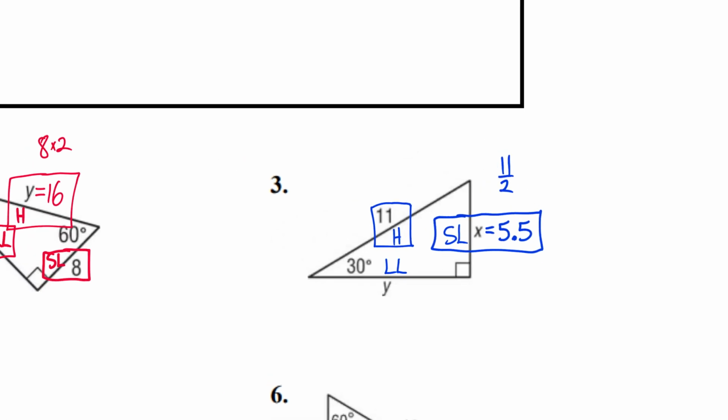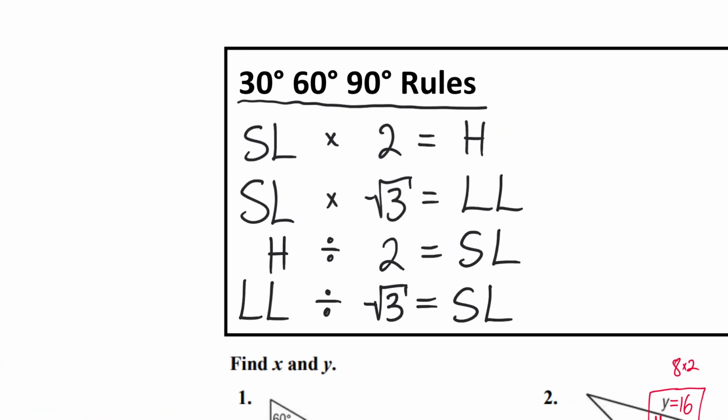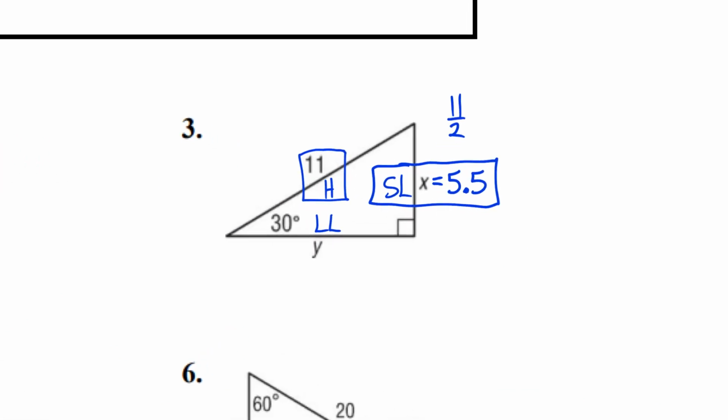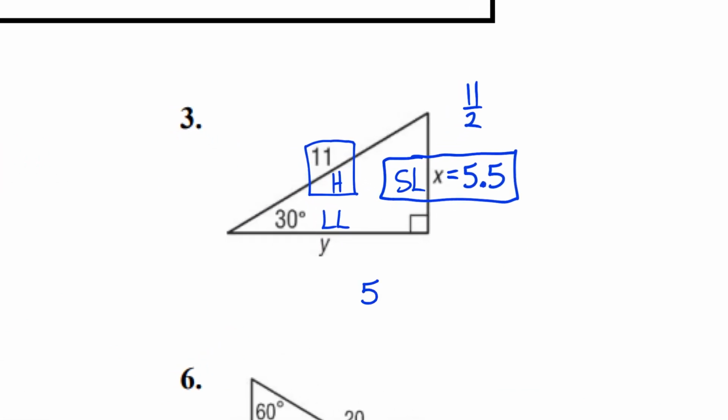Now, from the short leg to the long leg, what do we do? Times square root of 3. So I'm going to do 5.5 times square root of 3. What does that give you? 9.53.